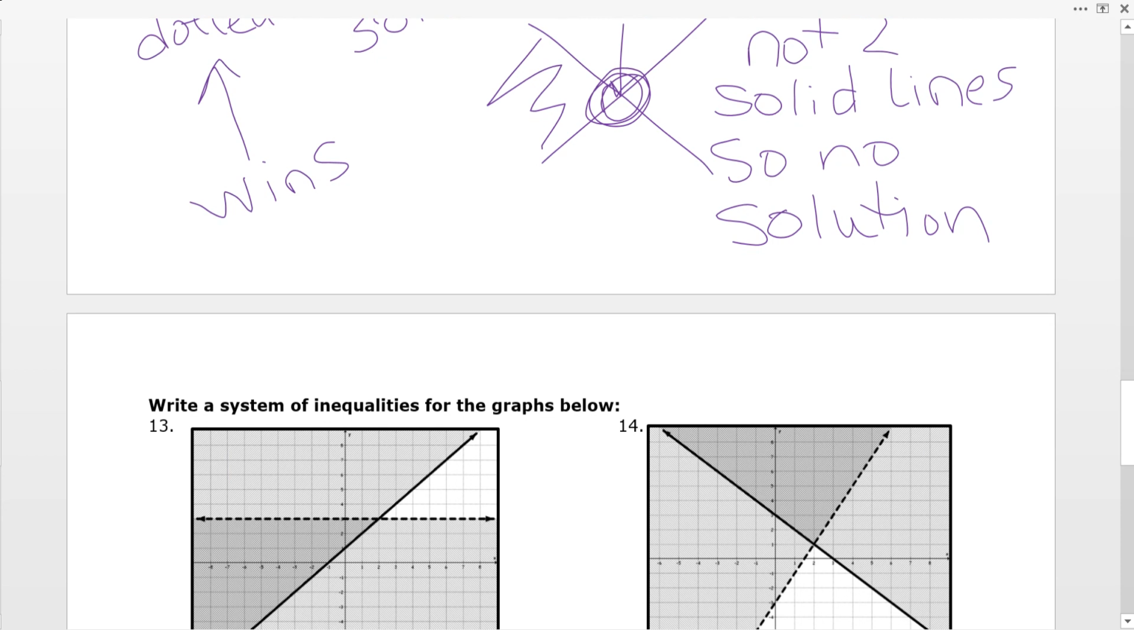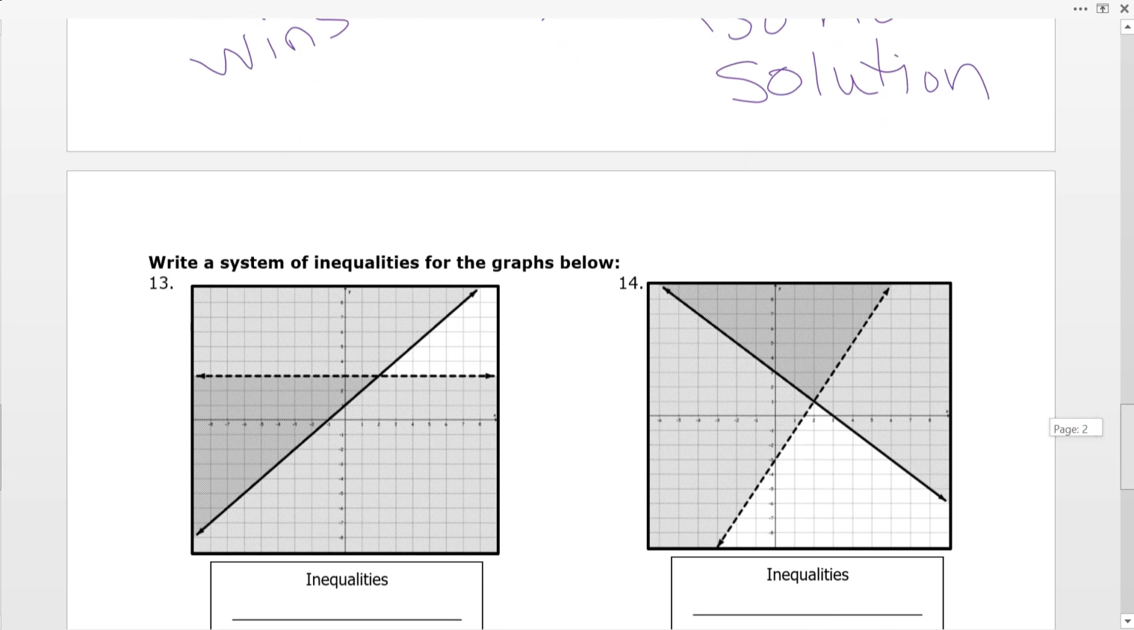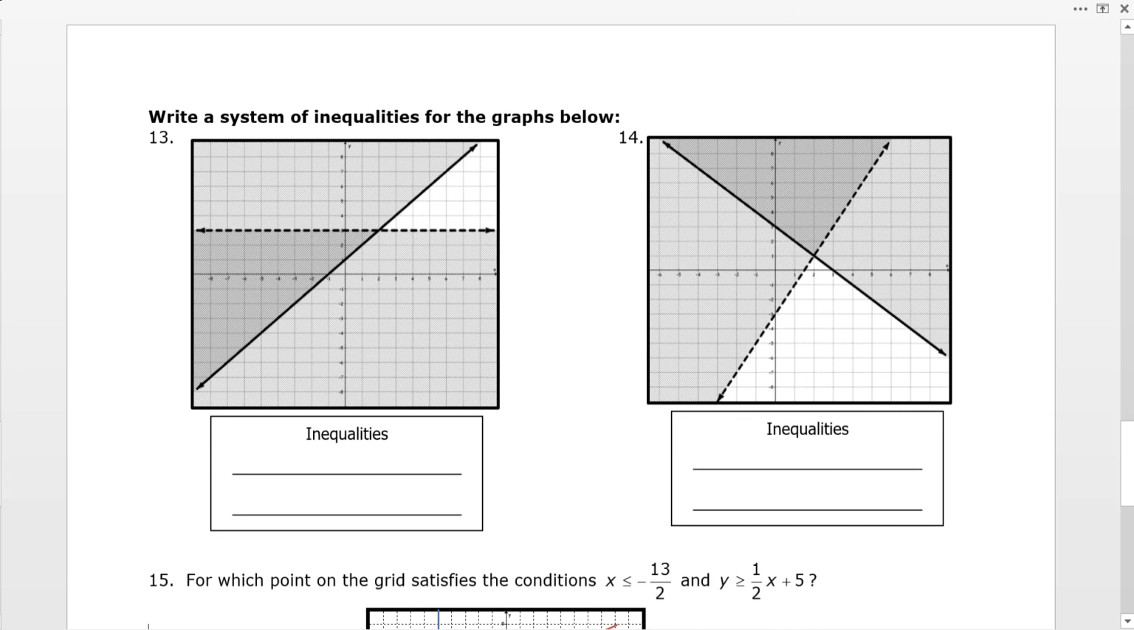Okay, now we're going to write the inequalities for these graphs. And remember, we write the boundary equation, and then we do the greater than or less than. So I'm looking at, let's do this one first because that's the easy one. It's horizontal. So I'm going to have y and 3, and it's shaded less than, and it's dashed. So it's going to be less than 3.